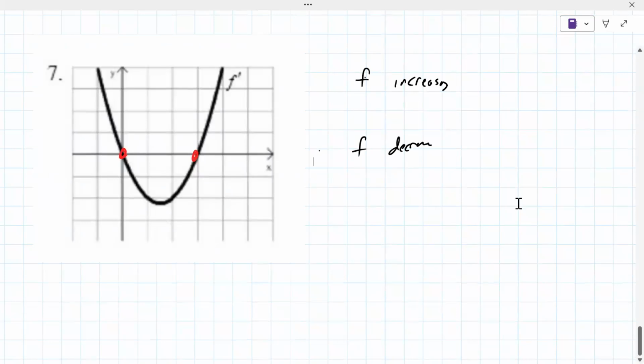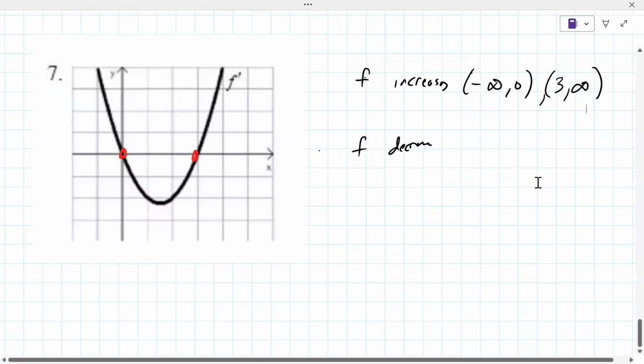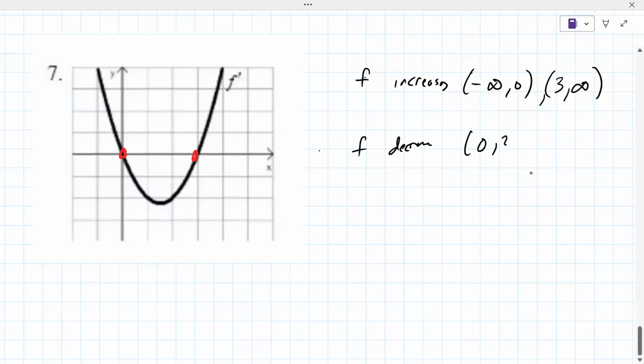So it's increasing from negative infinity to 0. Okay, I agree. And then what is the other interval? 3 to infinity. Okay. All right, what else? Now decreasing. What do you say about decreasing? From 0 to 3. Very good.